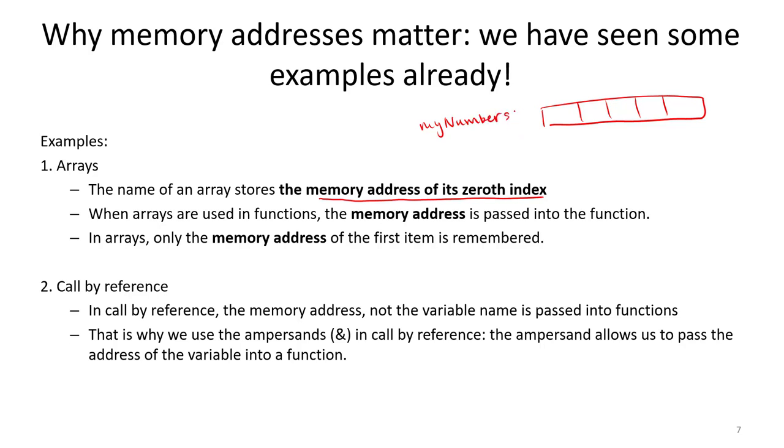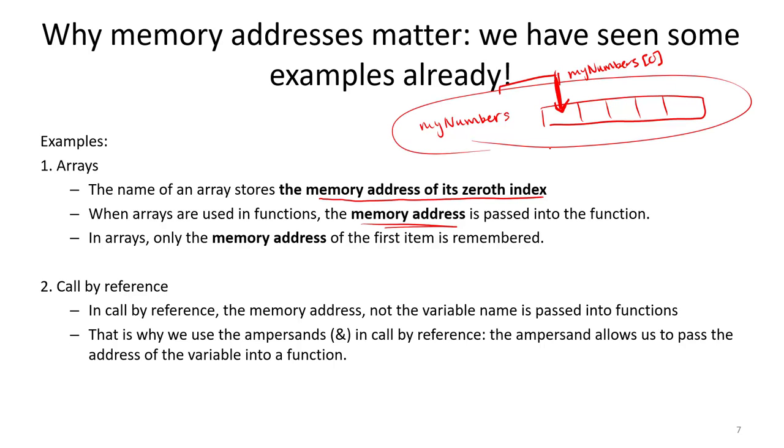Remember, if we have my numbers array, then my numbers actually stores the location of my numbers element 0. And when we use an array in the functions, the memory address is actually plugged into the function so that the function knows where to go and find our array. So the name of the array actually only stores the memory address of the very first item, or element 0.